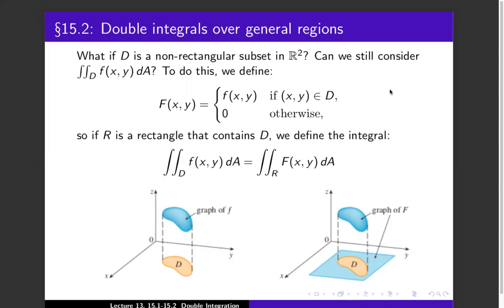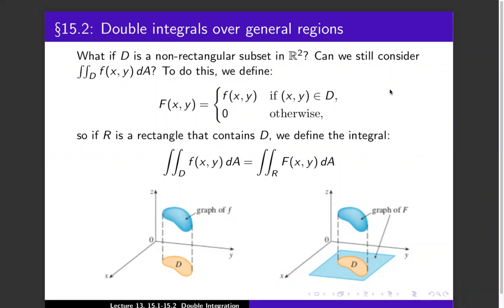Well, we're going to define a new function. This new function is defined over a rectangle that contains this region. Here's the way the function works. The function is our original integrand, f(x,y), if your point is in the domain. But if it's not, we're going to declare that this is 0. On the left here, you have the graph of f. On the right, you have the graph of our new function. The only difference is that outside of this region D, the value of the function is 0. So if R is a rectangle that contains this domain, we're going to define this integral like so.